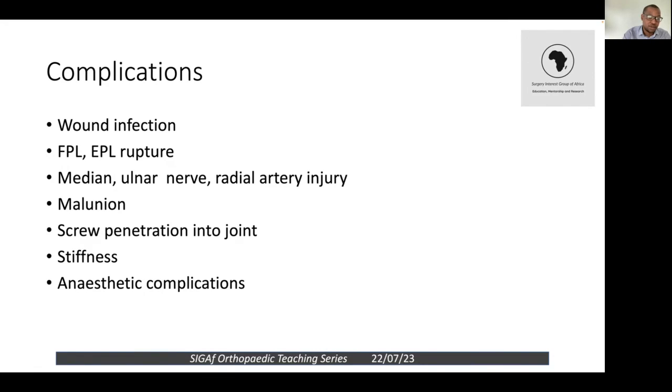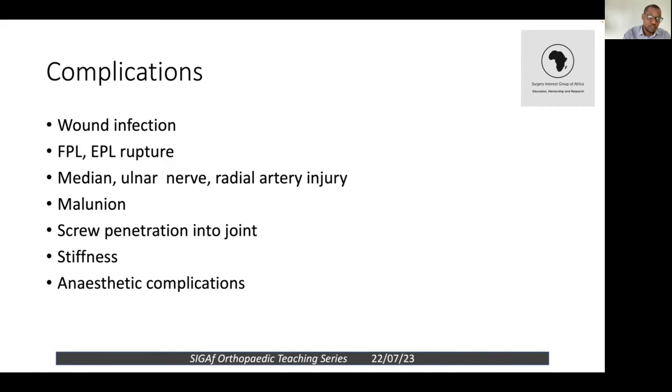Some people say you have to repair the PQ because then it avoids the tendons rubbing on the plate directly when the patient is now moving their thumb.